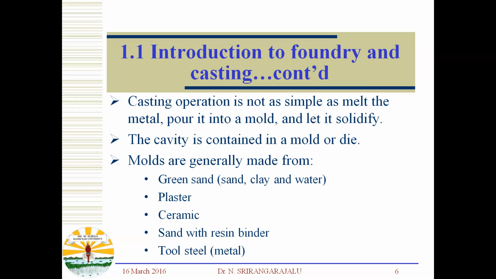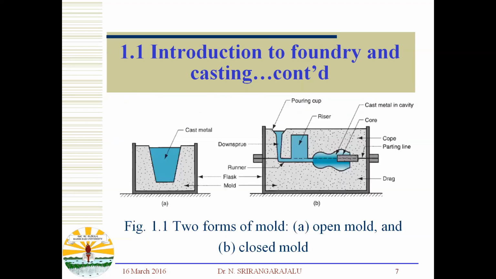Casting operation is not as simple as melting the metal, pouring it into a mold and letting it solidify. The cavity is contained in a mold or die. Molds are generally made from green sand, that is sand, clay and water content, plaster, ceramic, sand with resin binder, tool steel and metal.